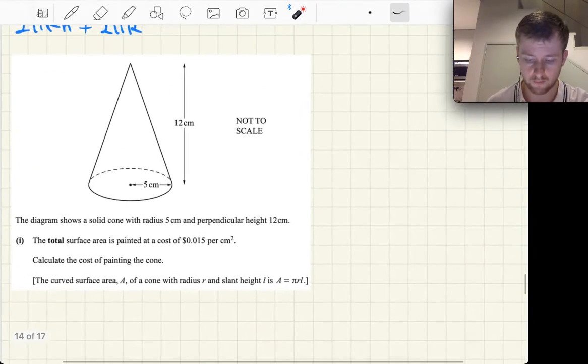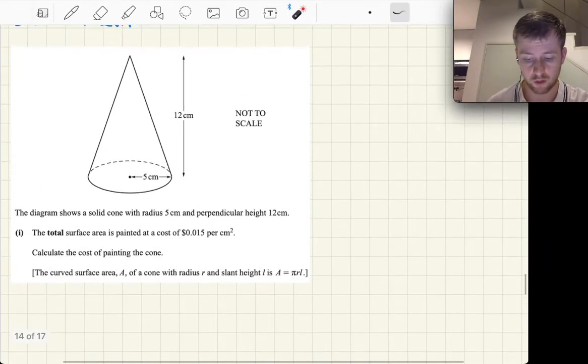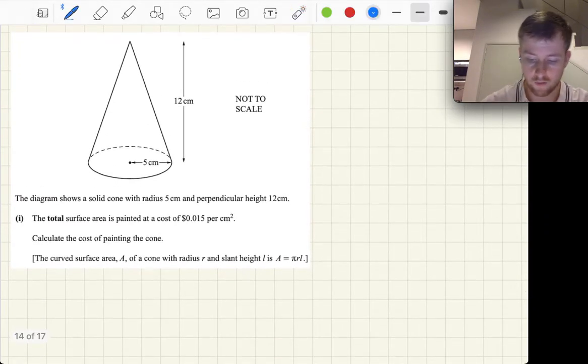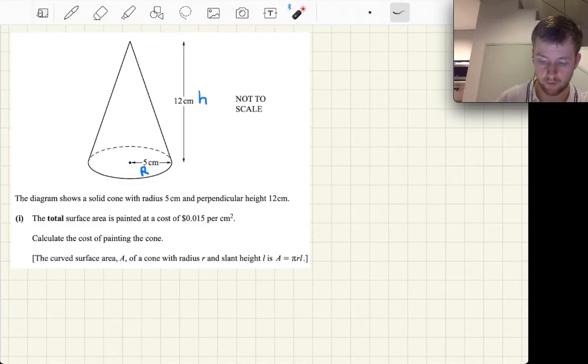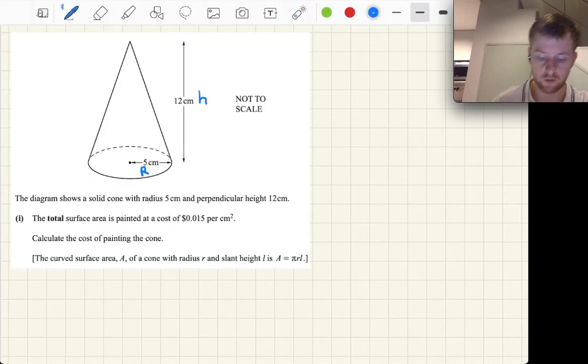So let's start with the questions. Here's the first past paper question. Here, as you can see, we have the height already, which is the normal height, and we have a radius. And the question says basically that the total surface area is painted at the cost of $0.015 per centimeter squared. Calculate the cost of paint in the cone. So we have to first find the surface area, and then we have to find the cost.